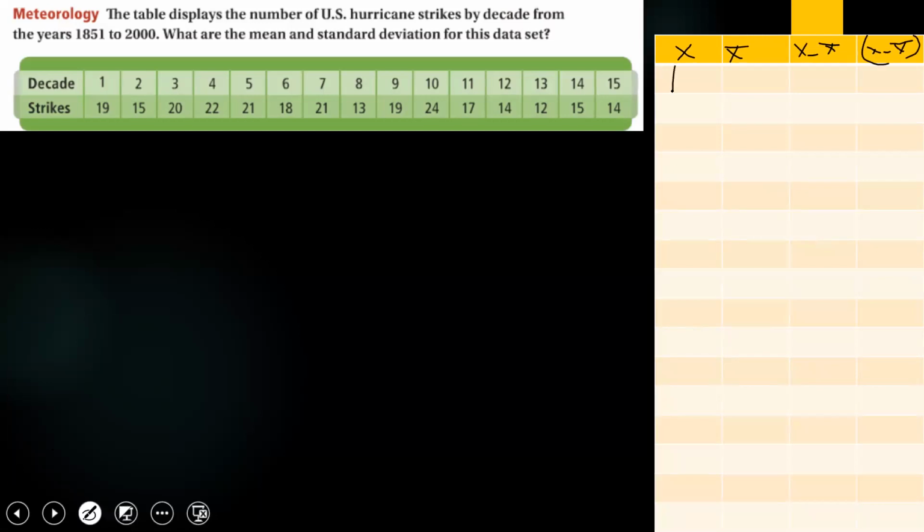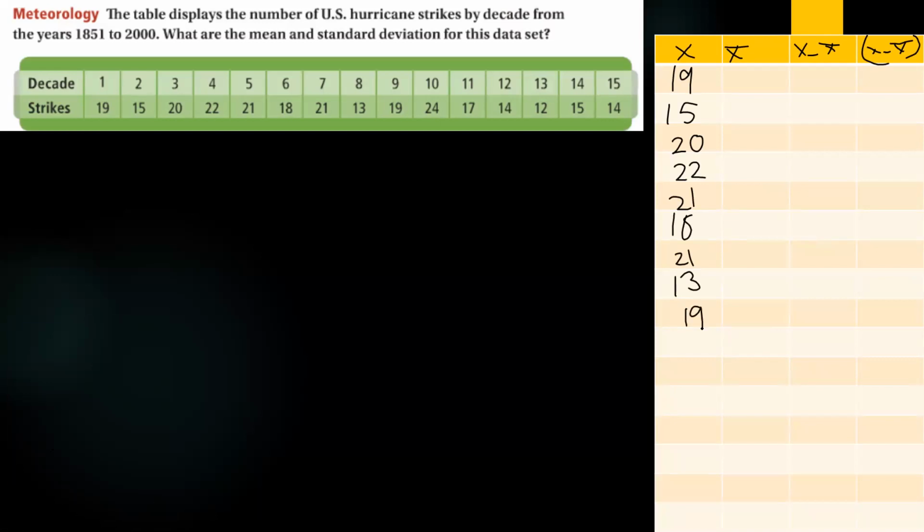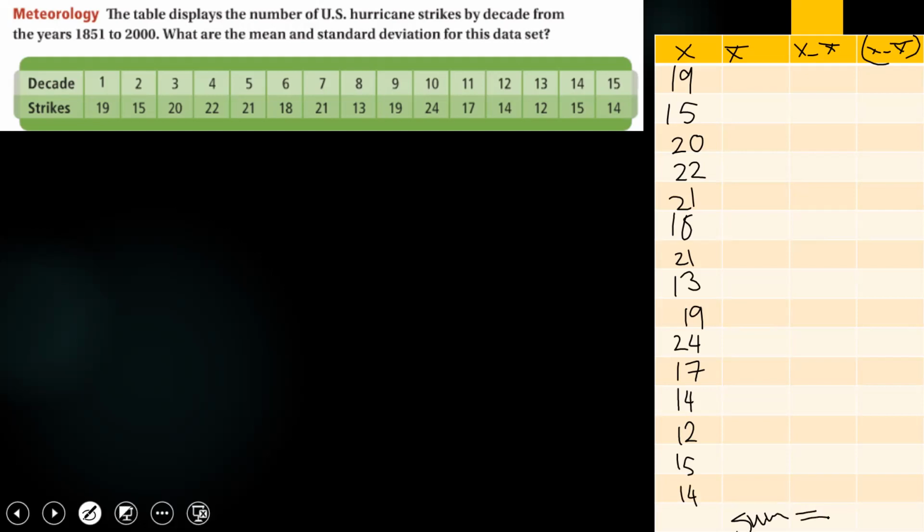So we have 19, 15, 20, 22. Hanin, please find the mean while I am writing. Okay. 18, 21, 13, 19, 24, 17, 14, 12, 15, and 14. And here you have to find the summation. Now, let's wait for Hanin to find the mean.